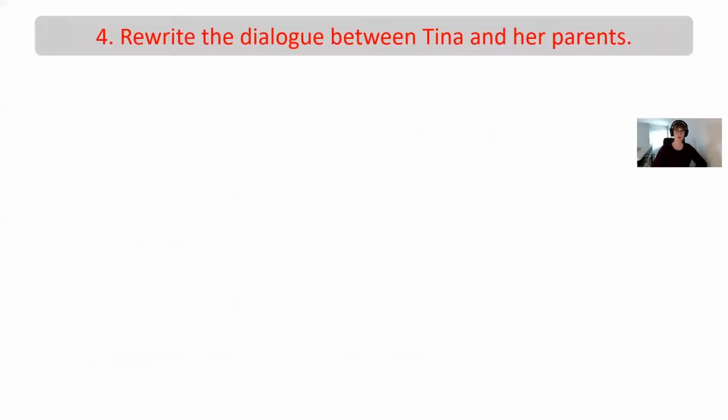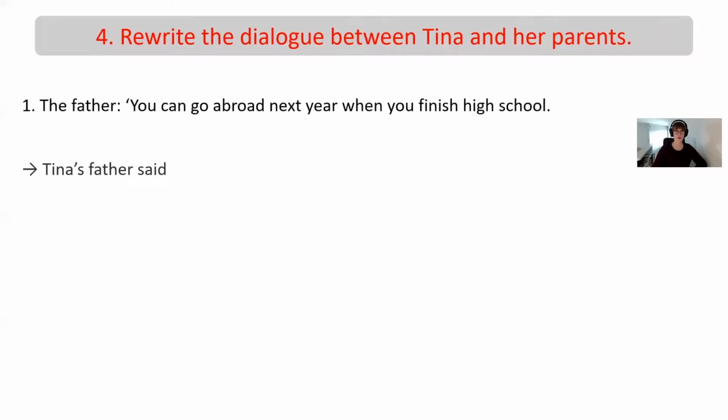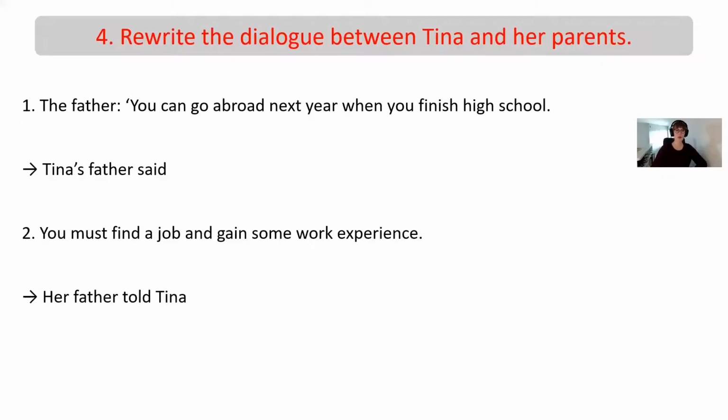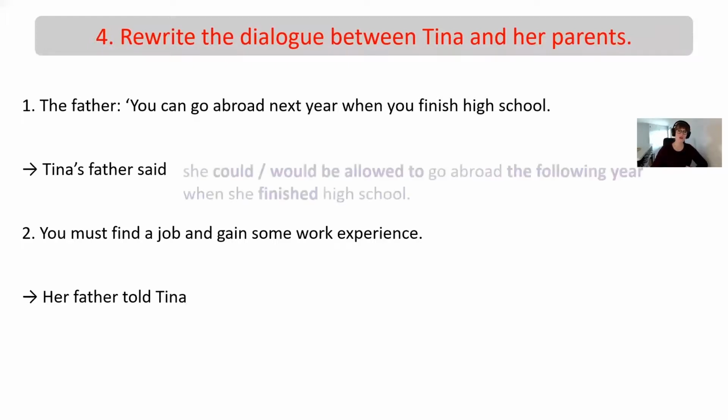Exercise 4. Rewrite the dialogue between Tina and her parents. The father: You can go abroad next year when you finish high school. Tina's father said, and now we have to put it in the past. Tina's father said she could go abroad the following year when she finished high school. She could or she would be allowed to go abroad the following year when she finished high school.